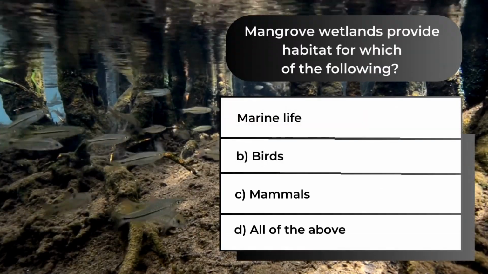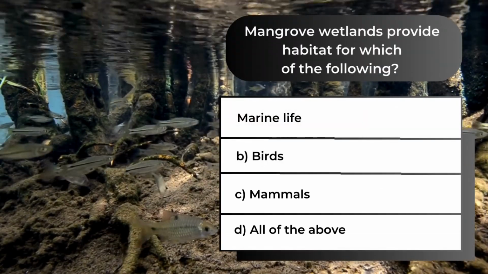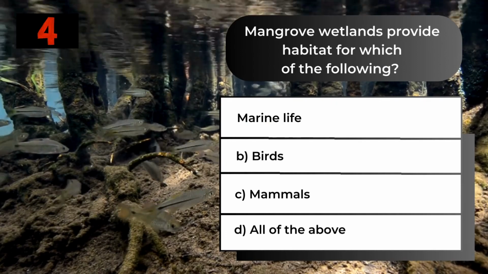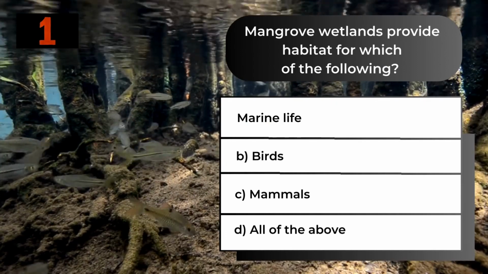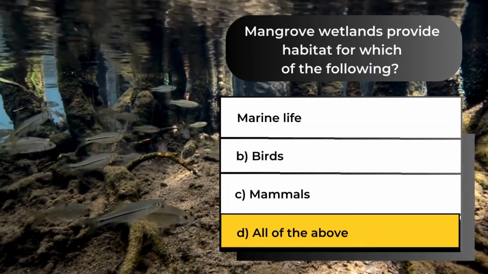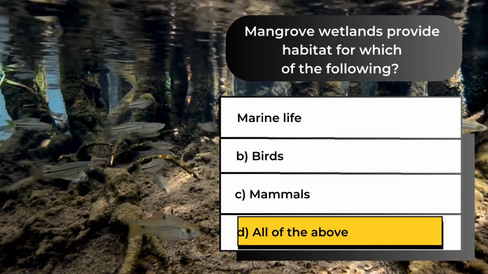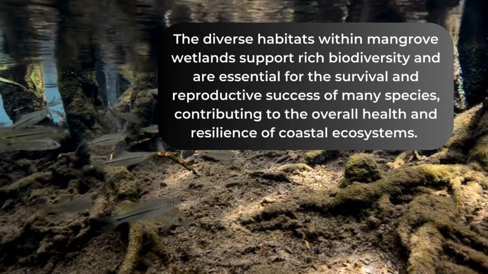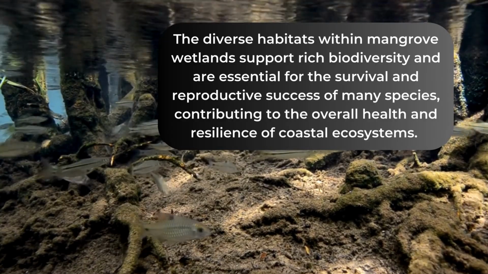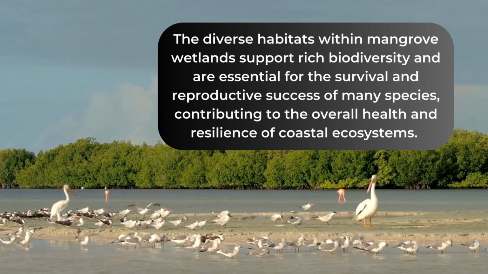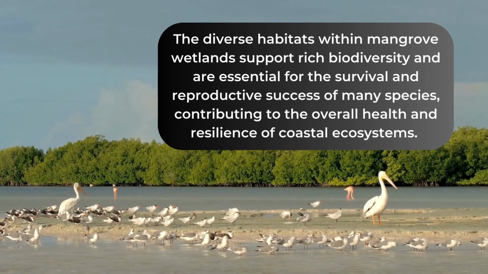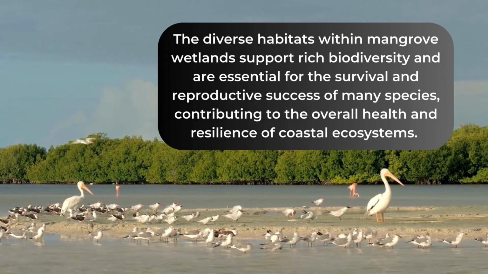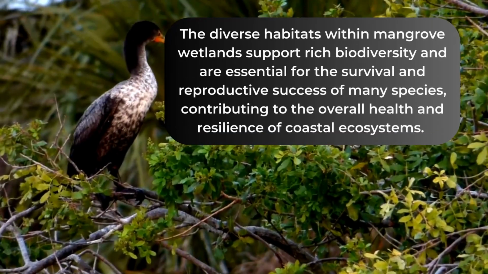Mangrove wetlands provide habitat for which of the following? The answer is D. All of the above. The diverse habitats within mangrove wetlands support rich biodiversity and are essential for the survival and reproductive success of many species, contributing to the overall health and resilience of coastal ecosystems.